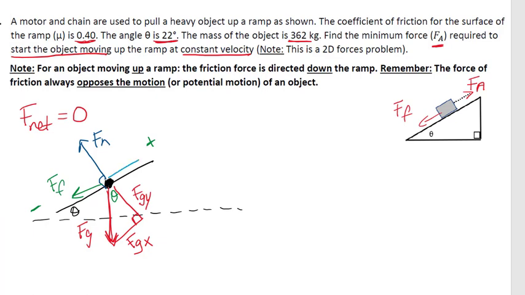It's going to have a Y component and an X component. Our applied force is up the ramp, and that will be positive. The coefficient of friction for the surface is 0.4. The friction is going to be straight down like this. You notice it's parallel to the normal force.